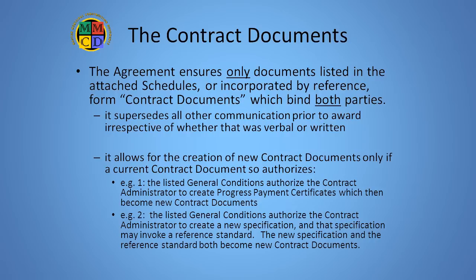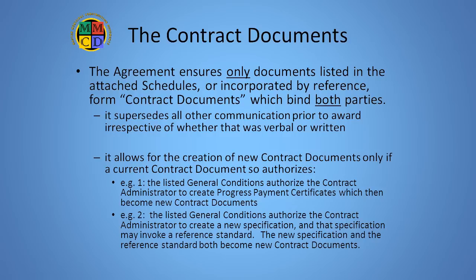A key element of this is the definition of which documents are contract documents. The agreement lists some documents directly and incorporates others by reference. Only those documents which are defined in one of these ways by the agreement form the contract initially. All other negotiations, clarifications, etc., which came prior are now irrelevant, even if they were put in writing.